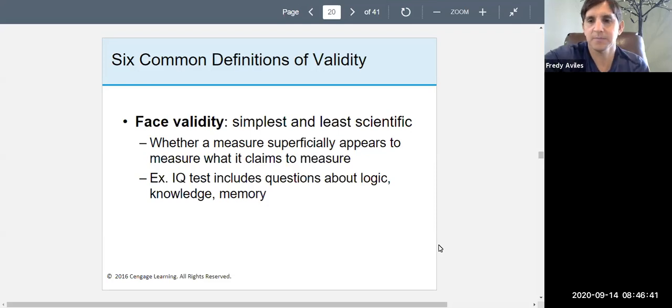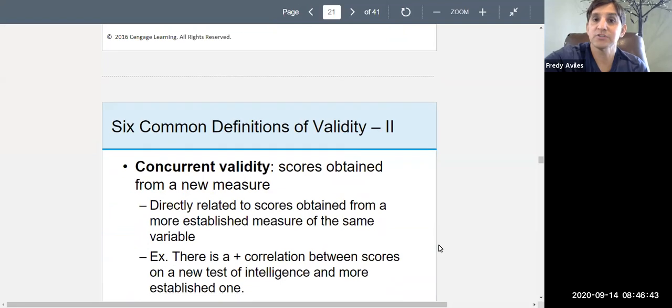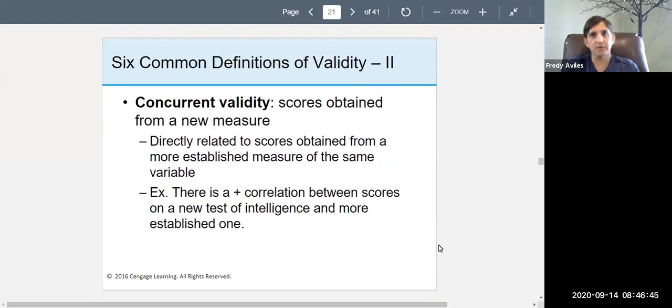That's face validity. Now, there are other forms of validity that are harder to establish. There's also concurrent validity. That means that the scores obtained from a new measure are directly related to scores obtained from a more established measure of the same variable. So let's say you're trying to establish your own intelligence test, okay? If you want to show that your test is valid, one thing you have to do is show concurrent validity, right?